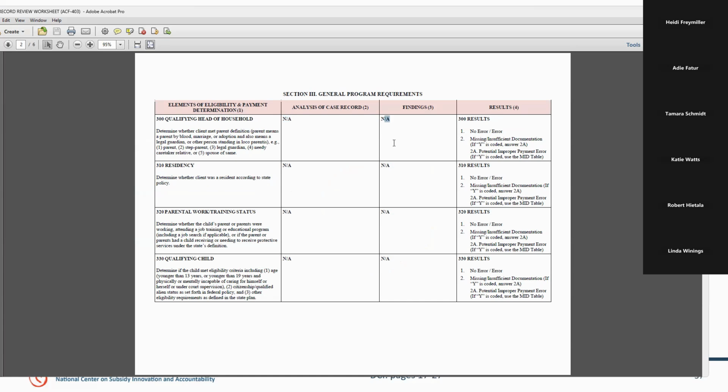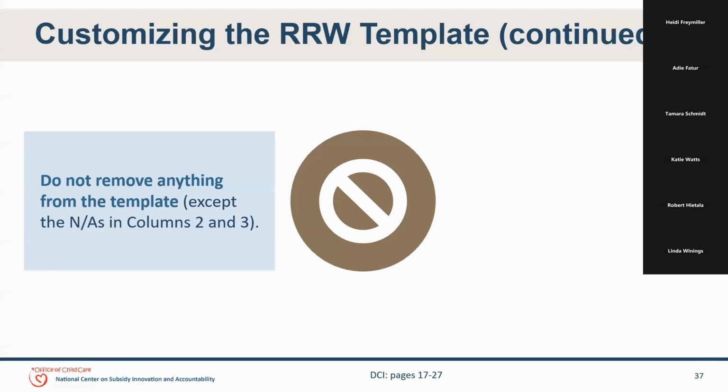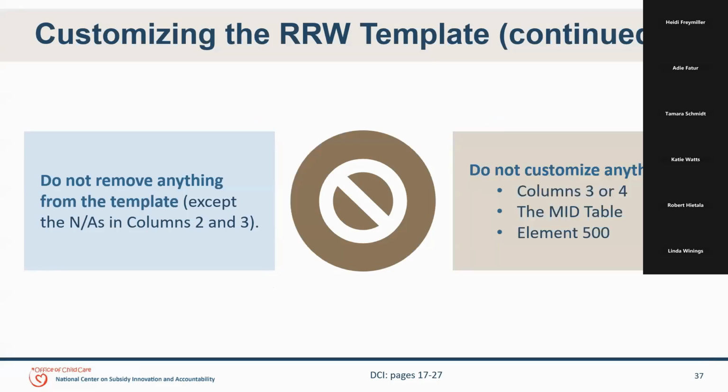Those are in there to meet accessibility requirements. They're not really officially part of the template. So when you go ahead and start customizing, please remove those NAs, but do not remove anything else. And also do not customize anything in columns 3 or 4. Do not customize anything in the mid-table portion or in element 500.